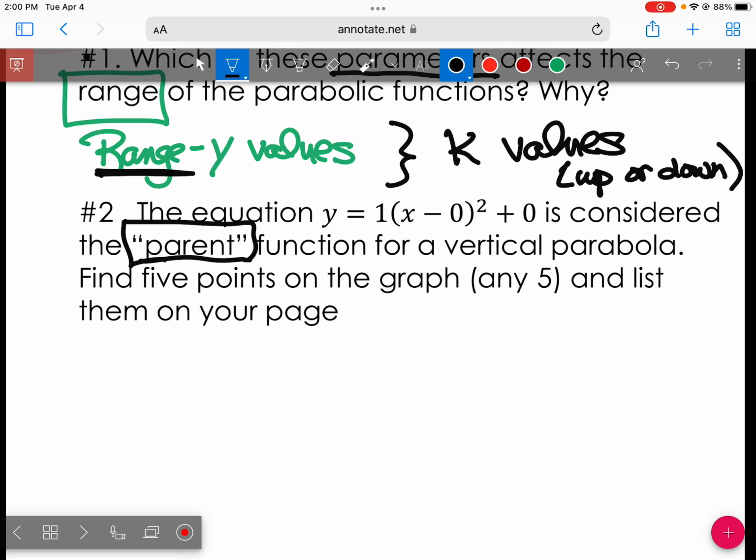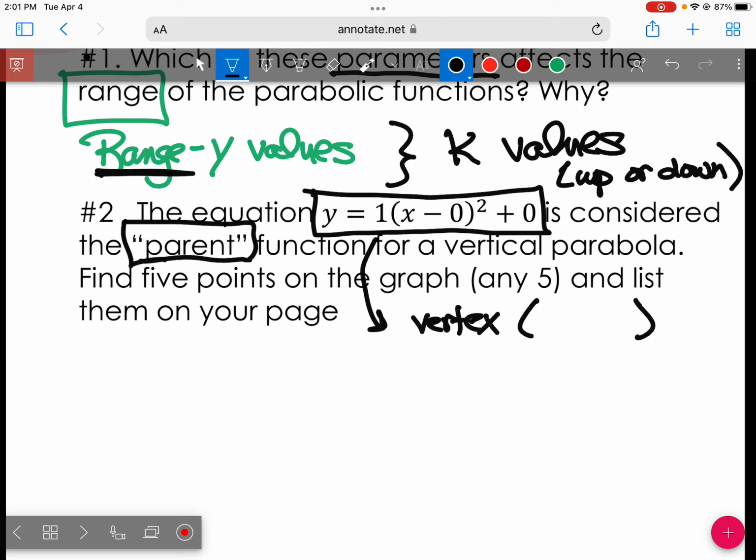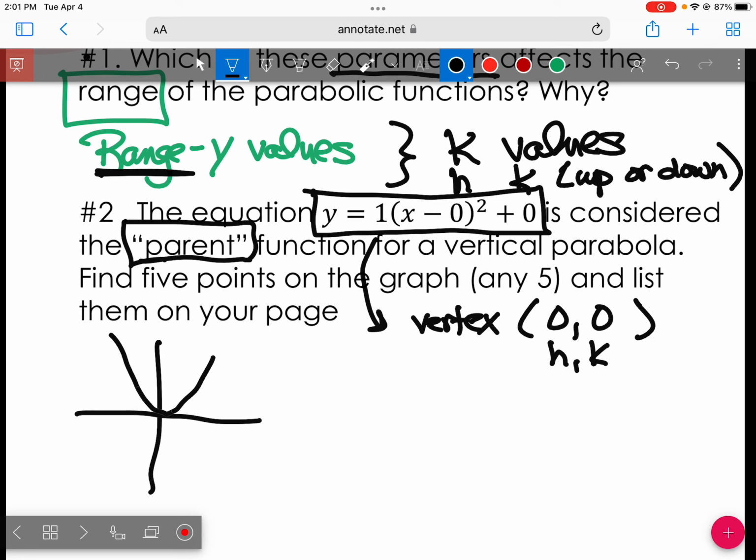So if I were to simplify this, first of all, this is vertex form. What is my vertex here? What is my vertex? 0, 0, right? Here's my h, here's my k. So the graph, you're probably used to seeing it, is pretty much like this. That is the parent graph. That's where all parabolas start.